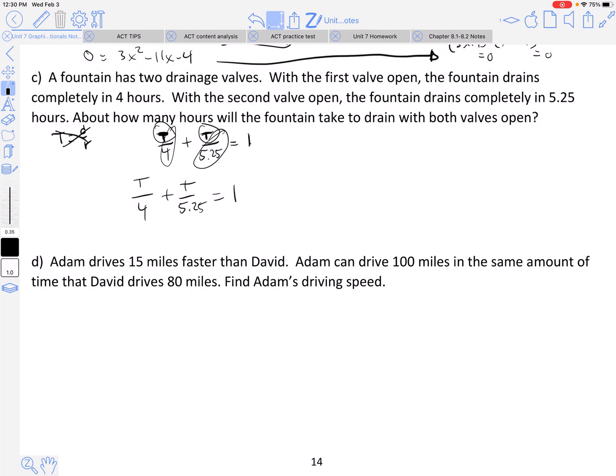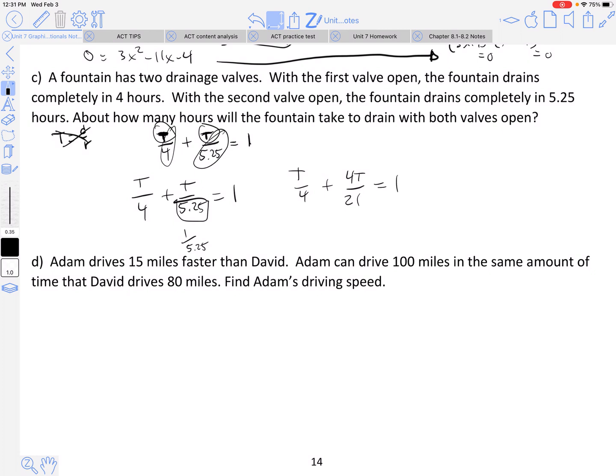All right, so what I actually did on this is I didn't really like working with decimals. You can, it's not an issue. But I just put in my calculator 1 divided by 5.25, and I hit math and changed it to a fraction. And I got t over 4 plus 4t over 21. So 5.25 is 21/4, so when we multiply by the reciprocal, we get 4 over 21.